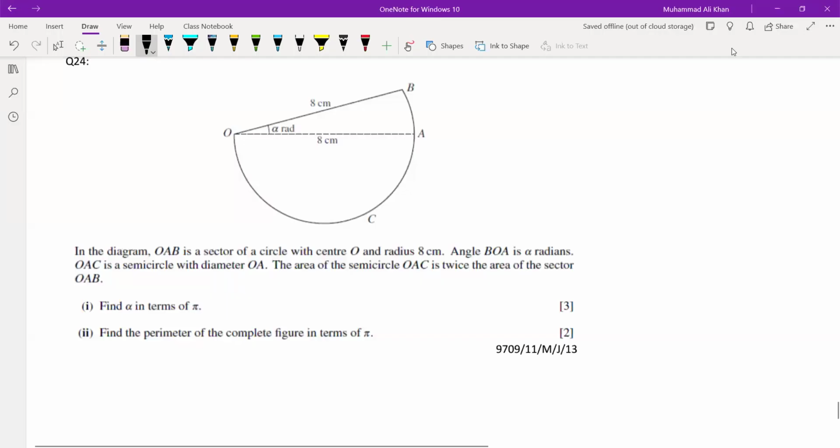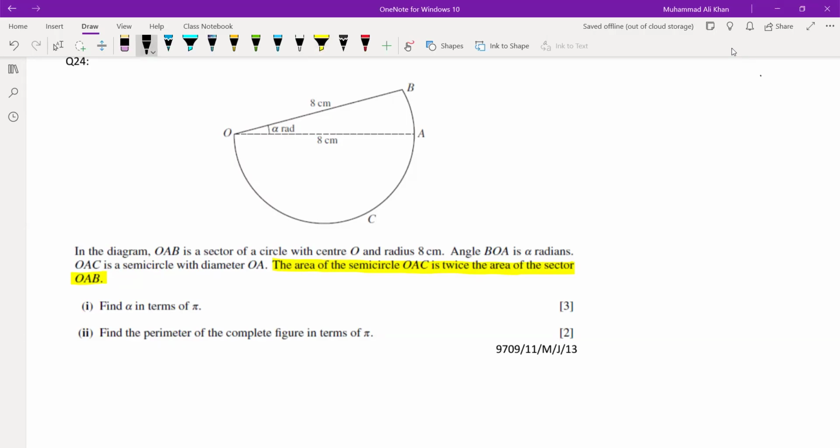Okay, now, question number 24 is from May June 13, paper 1-1. The diagram is given here. OAC is a semicircle and OAB is an arc, a sector, right? The area of the semicircle OAC is twice the area of the sector. A condition is given. Find alpha in terms of pi.